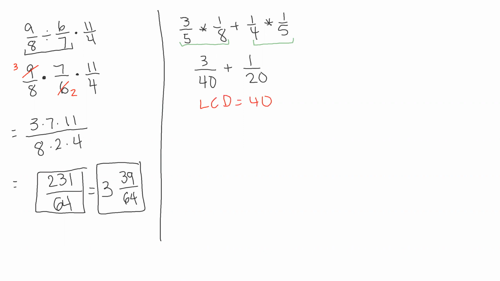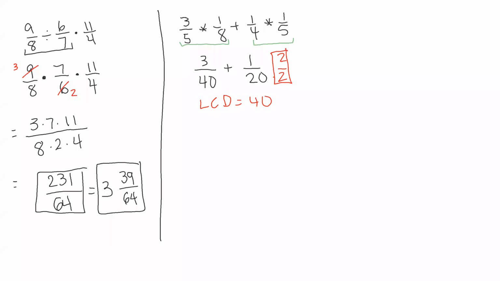So I don't have to rewrite 3/40, but I do need to rewrite 1/20. So what would I multiply 20 by to get 40? Well, 2. So I would multiply top and bottom of this fraction by 2, remember? This is just a weird version of 1. So I'm not changing the value of 1/20. Remember, when we multiply by 1, it doesn't change the value of the number you start with.